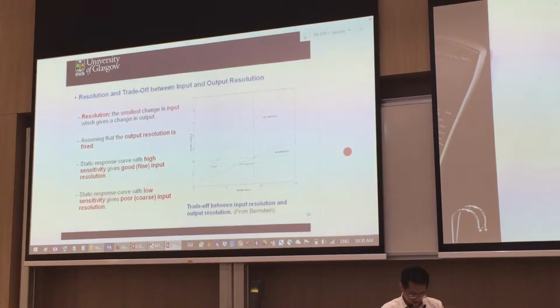The next slide repeats the same thing when you have this low sensitivity part. So the output is going to be the same. And this one, I think I did a measurement, it's about 3.3. This one is about 0.3. So the one with a lower input range or input width will give you a higher sensitivity. So high sensitivity gives good or fine input resolution. And conversely, low sensitivity gives a poor and coarse input resolution.